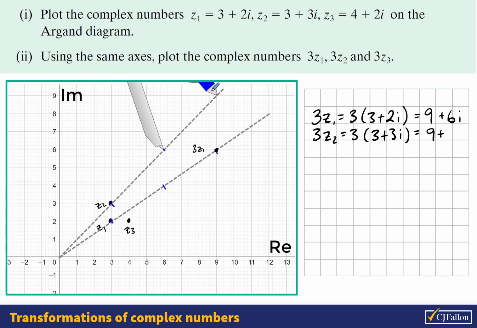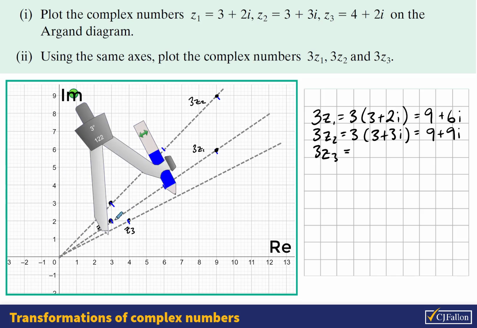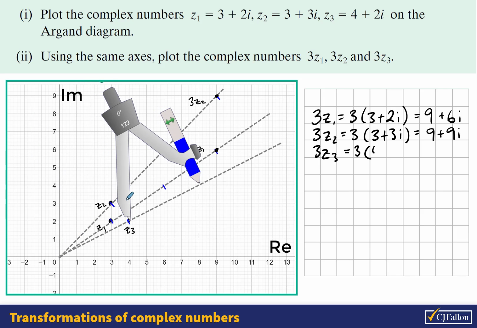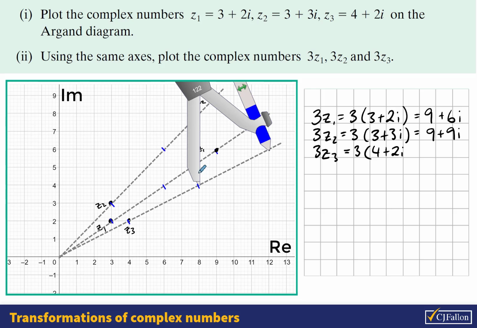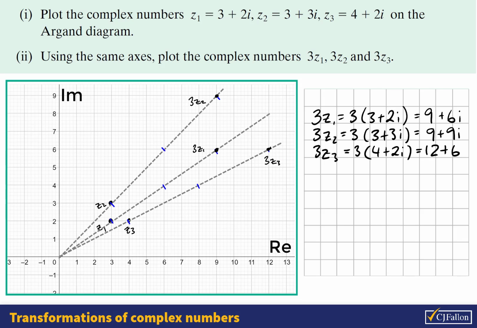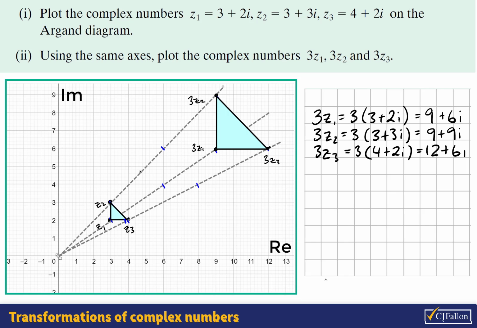So we see when we multiply out, or whether we construct using the compass, we will get the same answers. When we enlarge a number by 3, it just means the modulus is 3 times longer. And I'll plot these points. So we have a choice how to approach this.